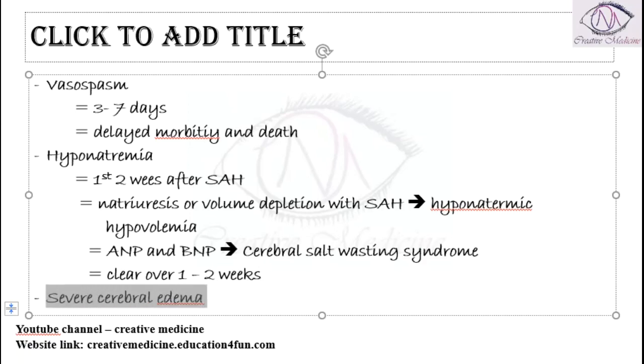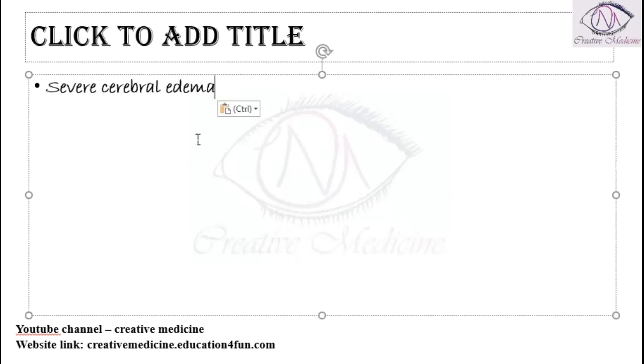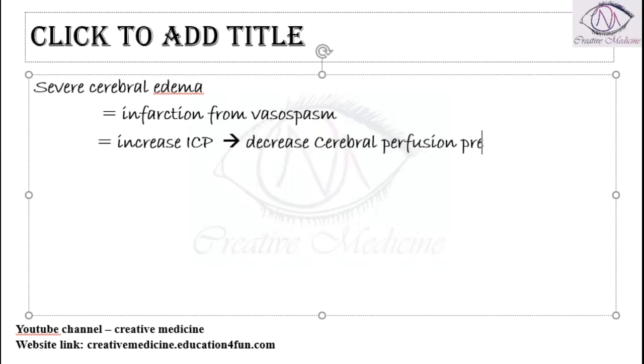Then the next complication is severe cerebral edema. Severe cerebral edema is also a complication of subarachnoid hemorrhage. It presents in patients with infarction from vasospasm, and this cerebral edema may also increase the intracranial pressure, thereby decreasing the cerebral perfusion pressure.